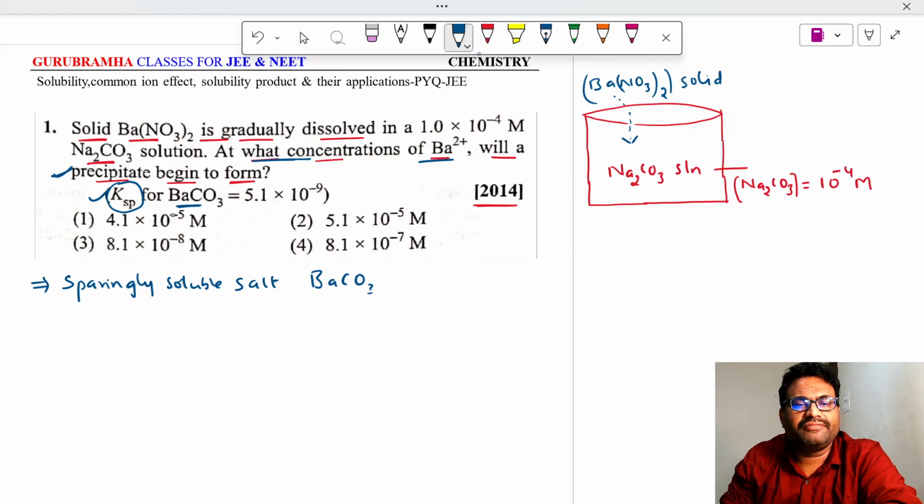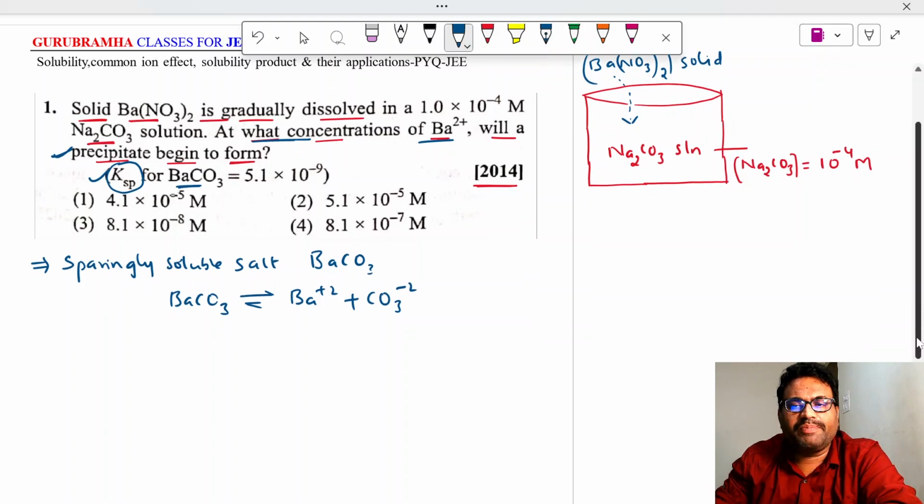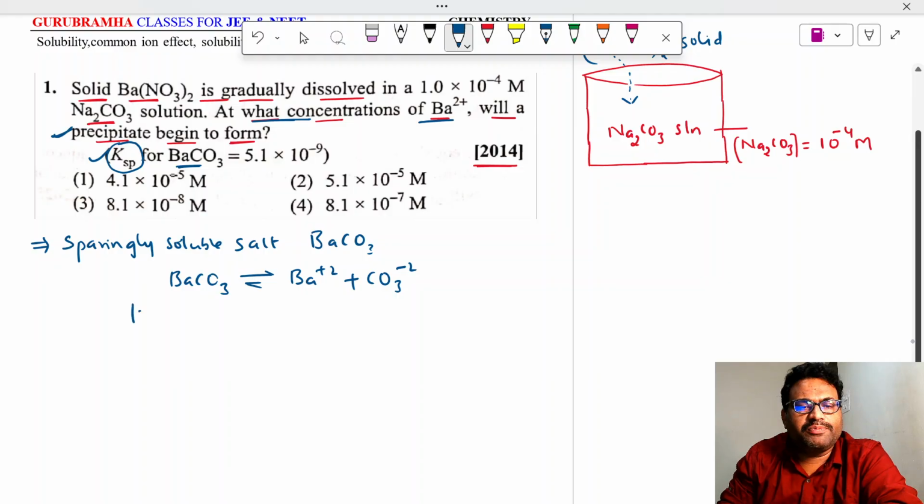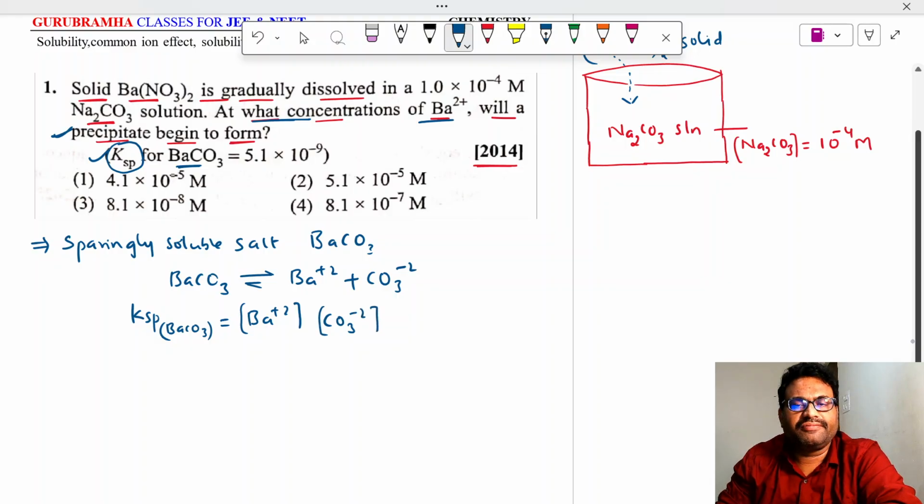Now barium carbonate dissociates to form Ba plus 2 plus CO3 minus 2. If you want KSP of barium carbonate, how do we write? We write it as Ba plus 2 concentration into CO3 minus 2 concentration.